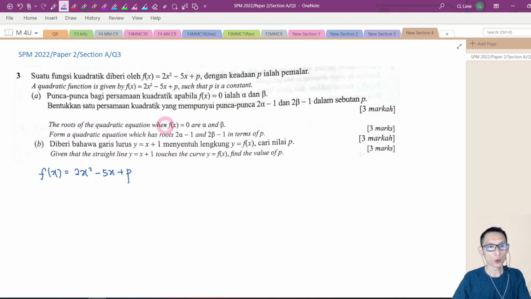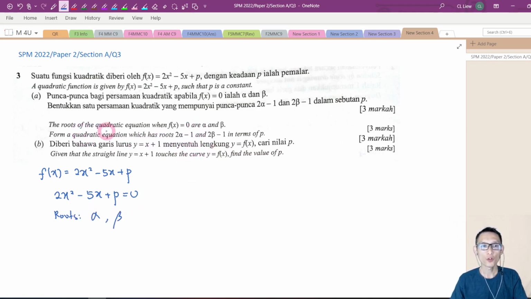Okay, the root of the quadratic equation when f of x is equal to 0, it means that 2x squared minus 5x plus p is equal to 0. The root of the quadratic equation is alpha and beta. We want to form a quadratic equation which has a root of 2 alpha minus 1 and 2 beta minus 1. How do we form a quadratic equation? x squared minus sum of root x plus product of root is equal to 0, right? So this means that we need to find sum of root and product of root.